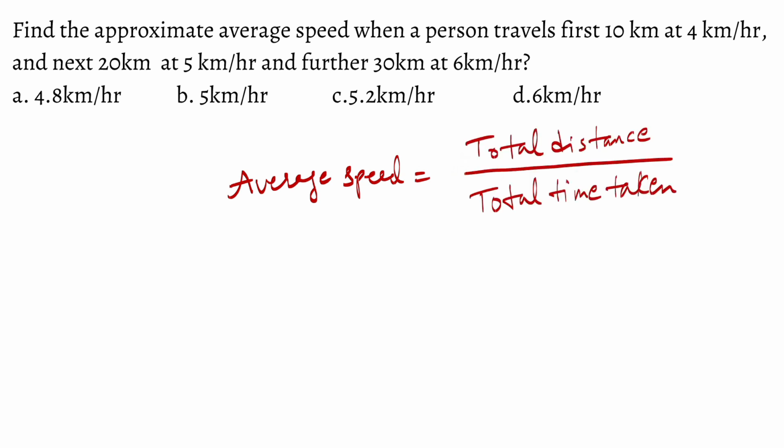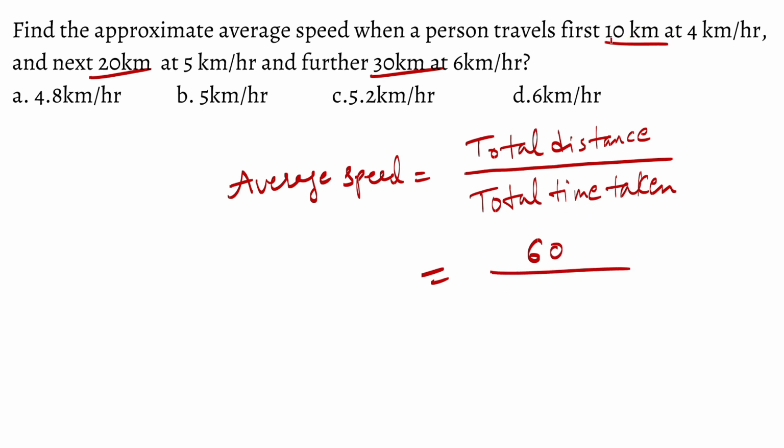In this question, find the approximate average speed when a person travels the first 10 kilometers at 4 kilometer per hour, the next 20 kilometers at 5 kilometer per hour and a further 30 kilometers at 6 kilometer per hour. We are asked to find the average speed, which is total distance by total time taken. The total distance is 10 plus 20 plus 30, that is 60, divided by total time.